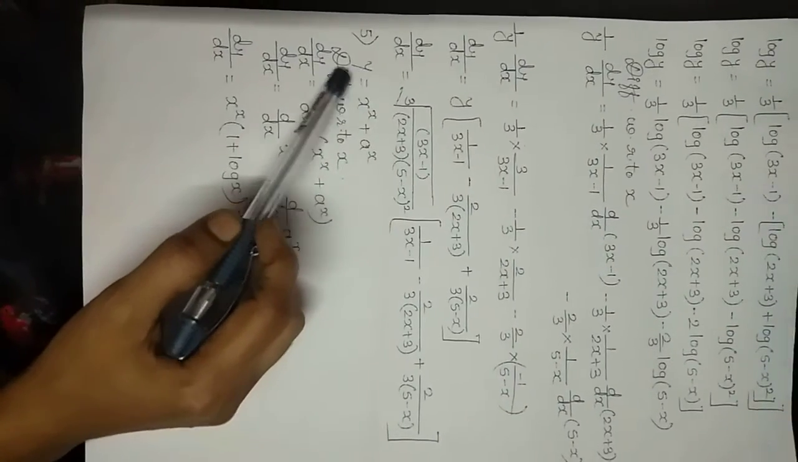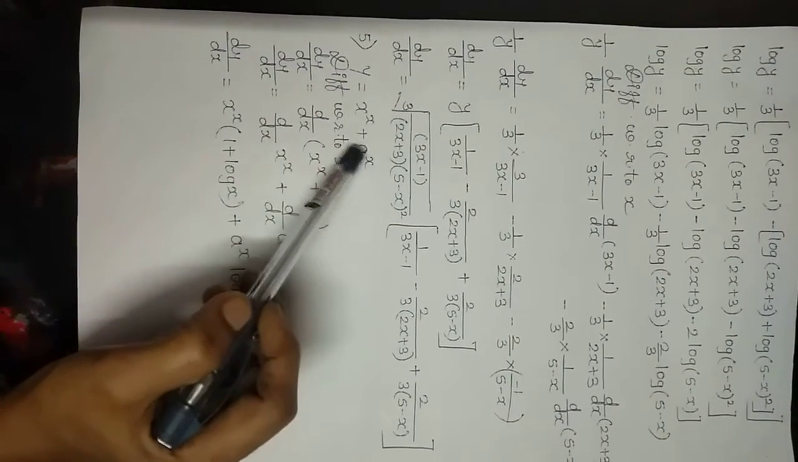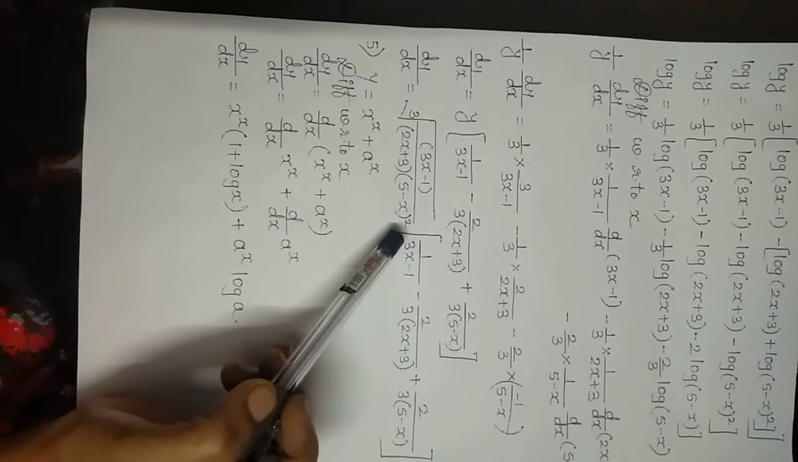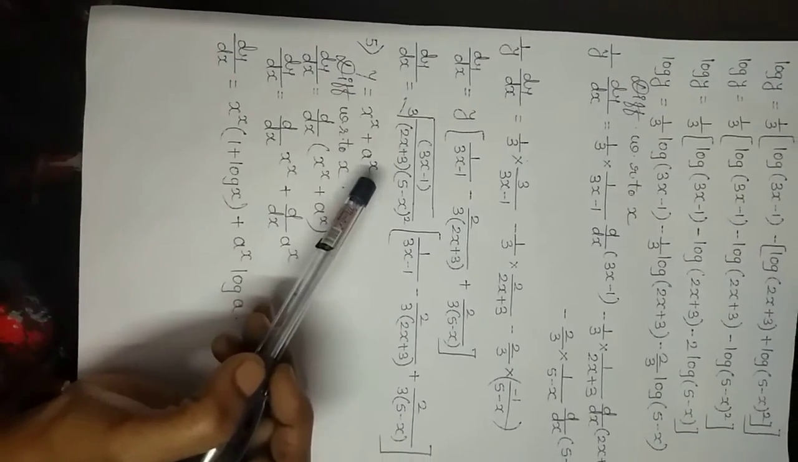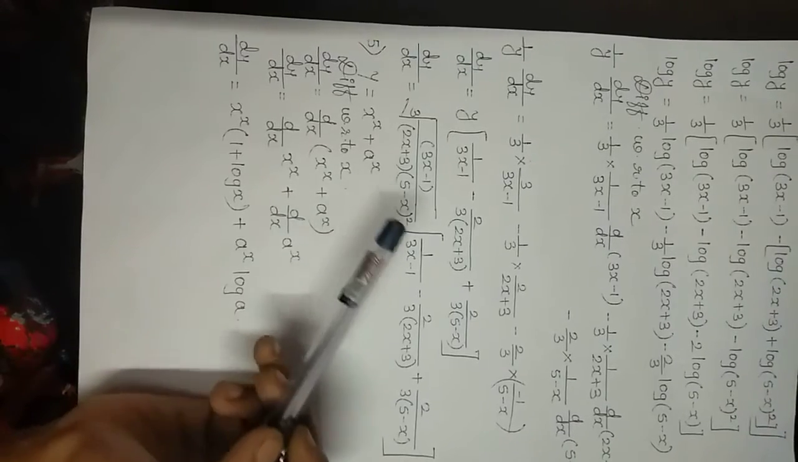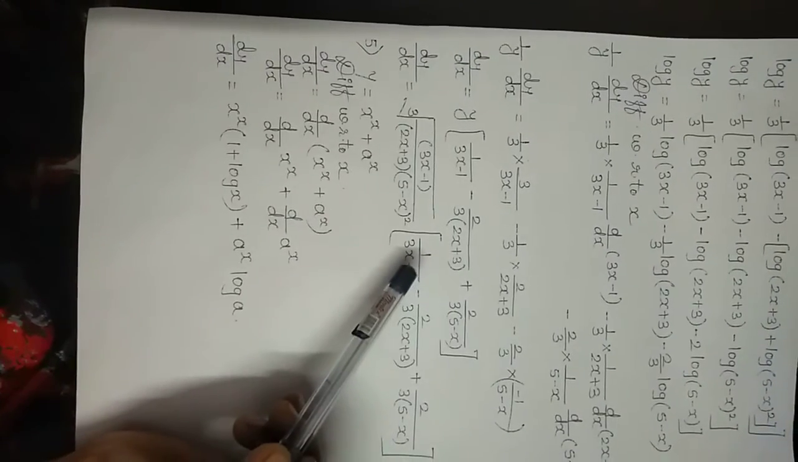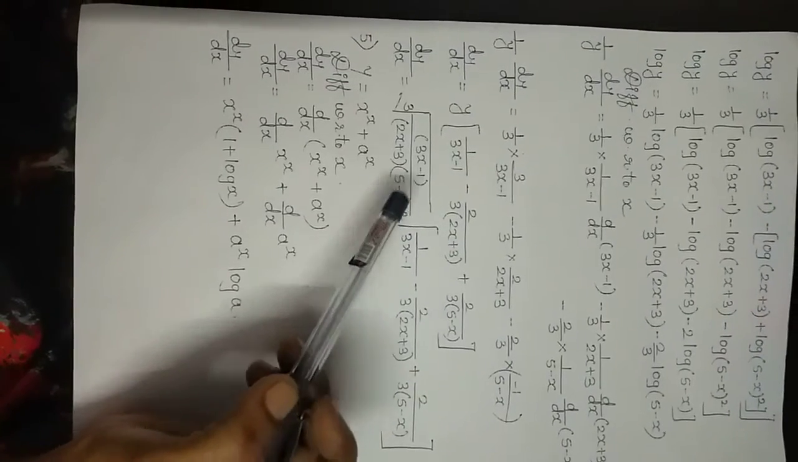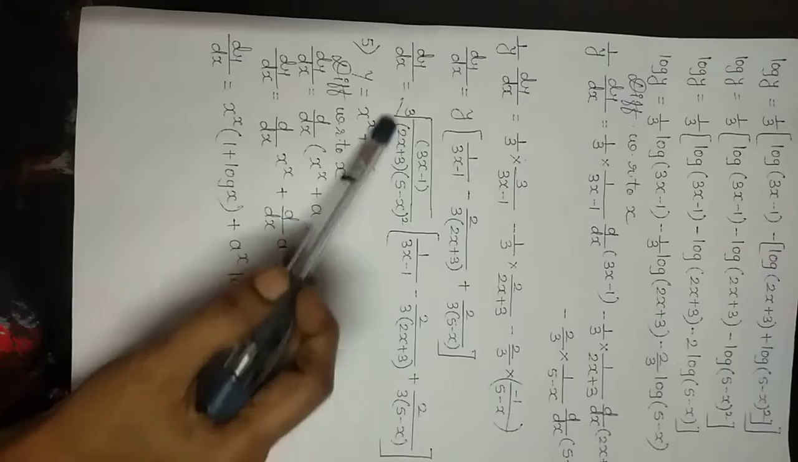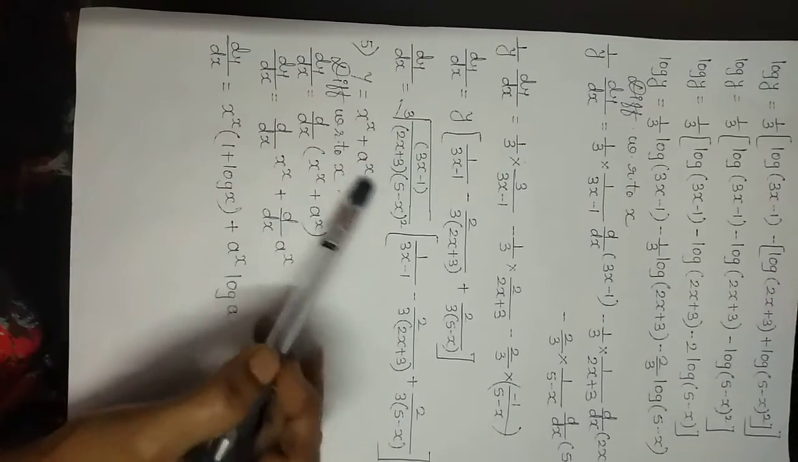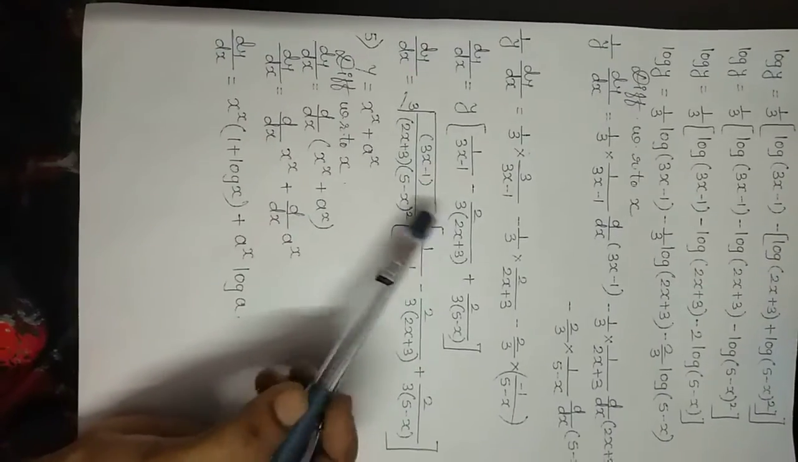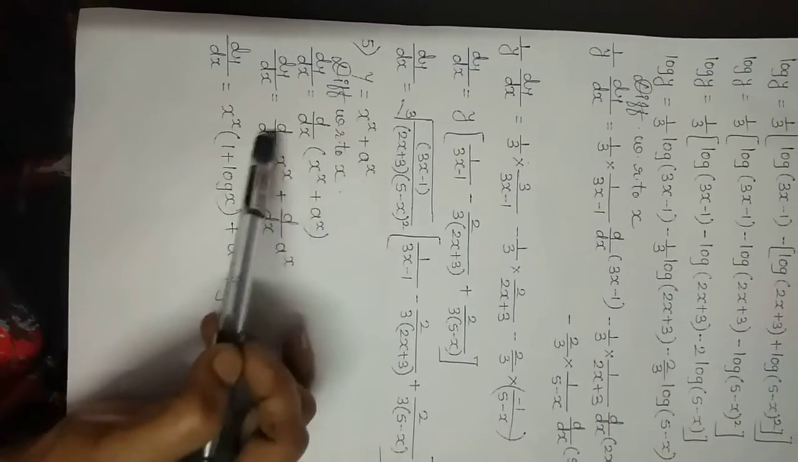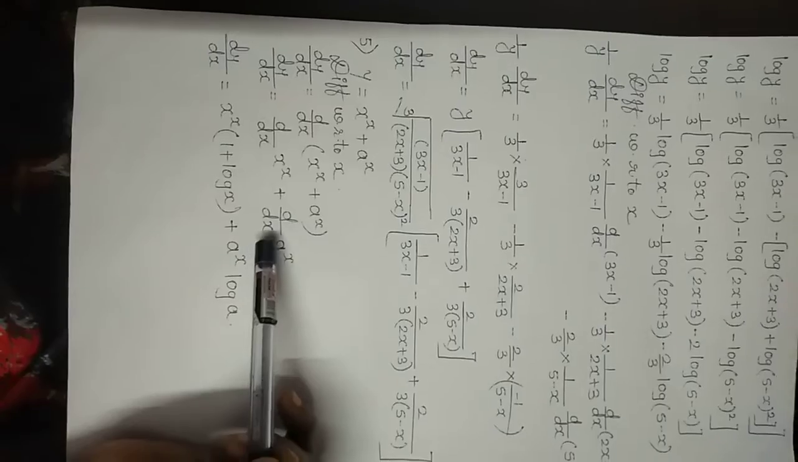Now the last one, y is equal to x raised to x plus a raised to x. Now suppose functions of the type variable raised to variable are given, but they are present in terms of addition or subtraction. In that case, we can apply two methods. Either we can find the derivative of this separately and the derivative of this separately, and write the final answer in the form of addition, or we can simplify both the functions at the same time.